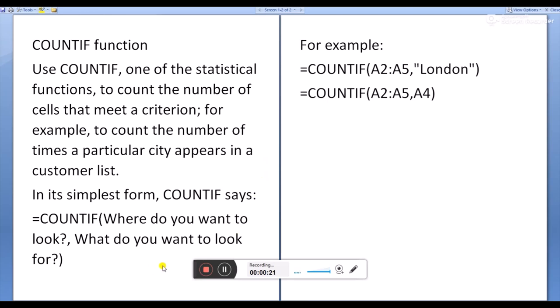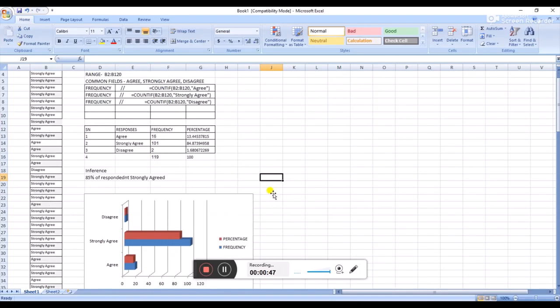In the simplest form, COUNTIF says: where do you want to look, and what do you want to look for? For example, the formula shown here is COUNTIF A2 colon A5, that's the range, then the word London. So within this range, we're going to count the number of times the word London has appeared. I'm going to show you how this can be used in a practical case.